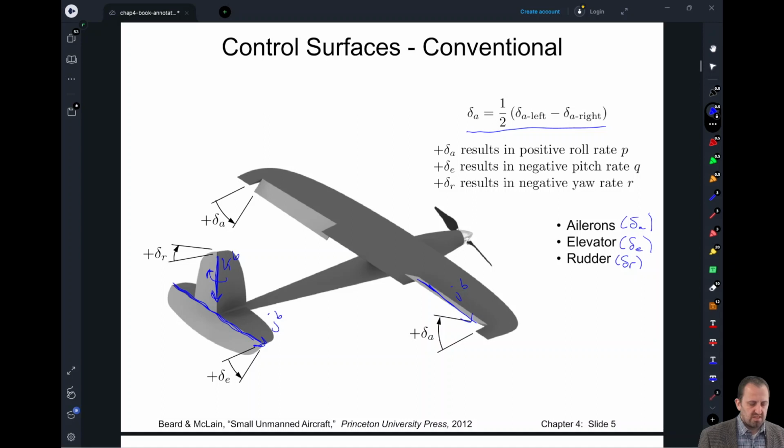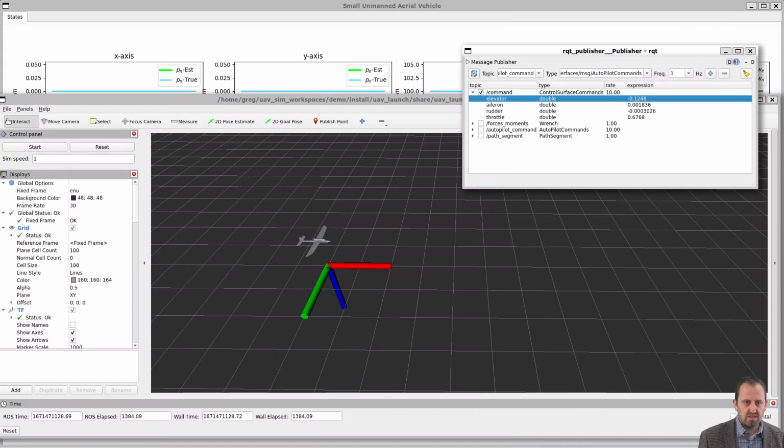Really quickly, to introduce Chapter 4, we're going to look at how these control surfaces affect the aircraft in the simulation. So we'll jump over to the simulation, and what we have here is our aircraft. In our control panel, we can start and reset it, and we can throw in these commands.